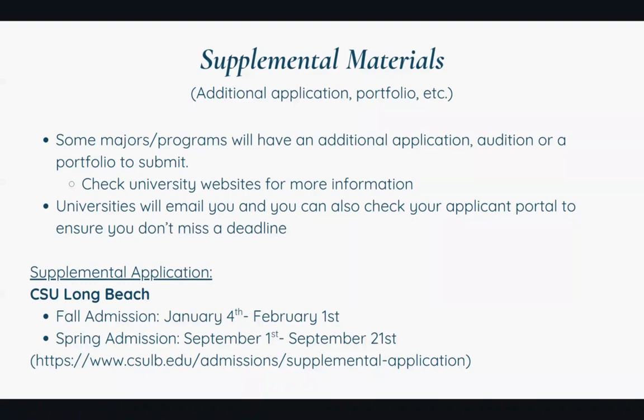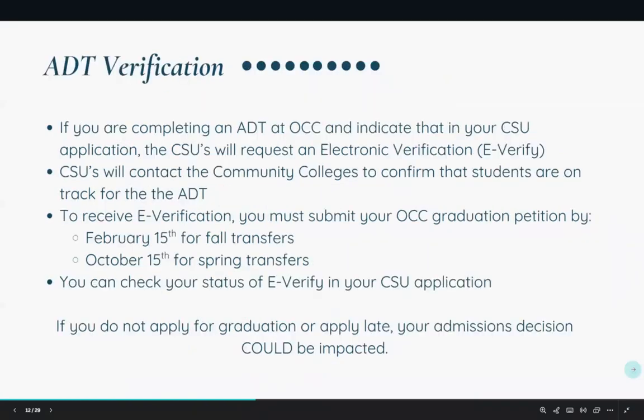For example, Cal State Long Beach will have students submit a supplemental application. For fall admissions, this will need to be completed January 4th to February 1st. If you are applying for the spring semester, the supplemental application will be available September 1st to September 21st. There is a link for more information on the supplemental application specifically for Cal State Long Beach, and again, they will email you with the link to complete this as well.